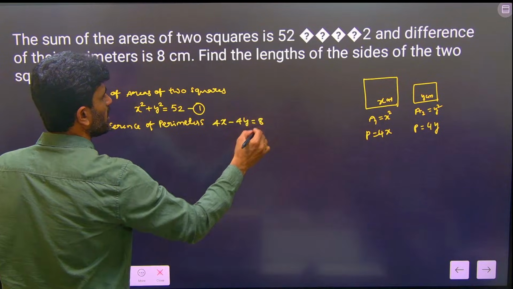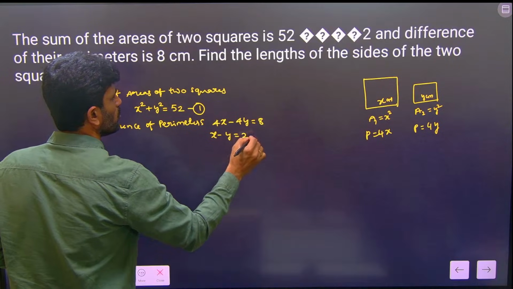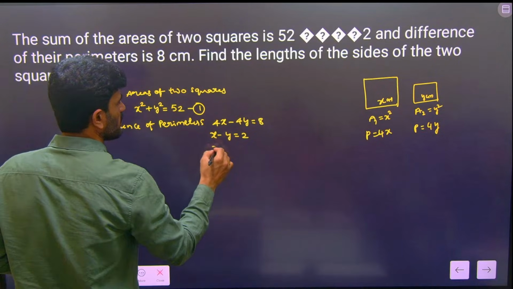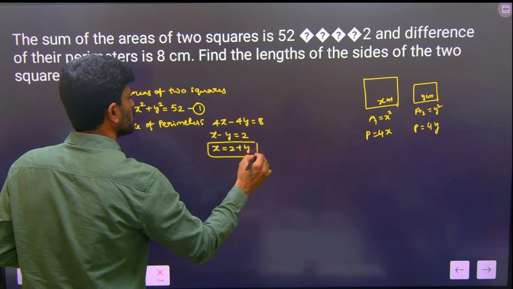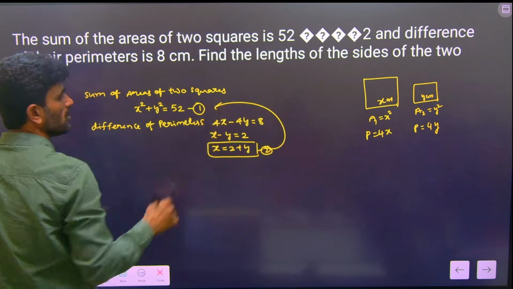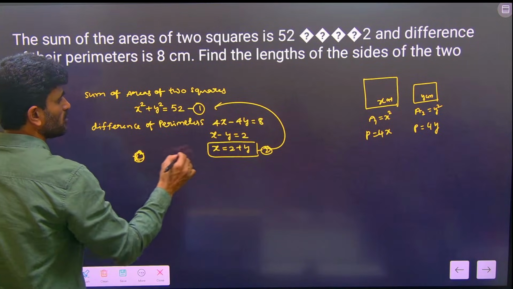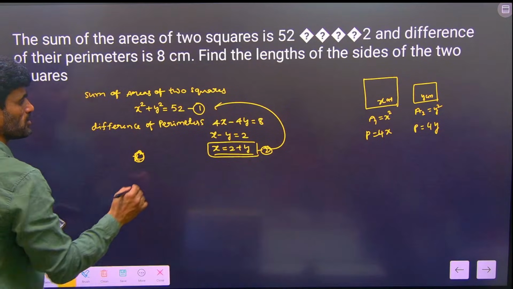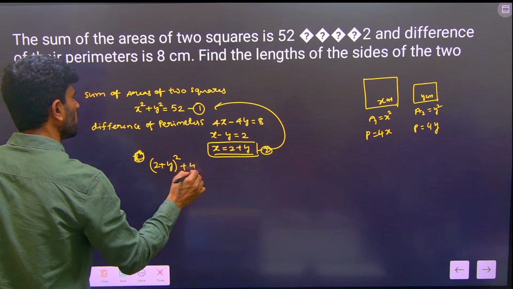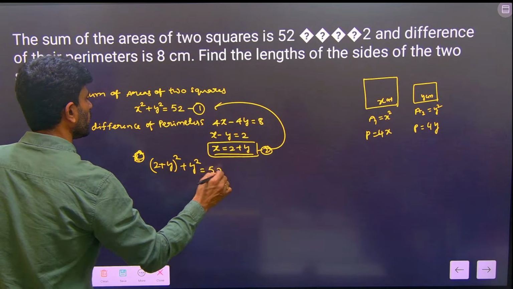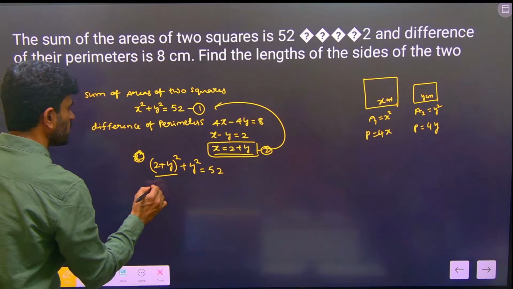Can we divide everywhere by 4? So x minus y is equal to 2. Okay, from this x is equal to 2 plus y. Take it as equation 2 and substitute this. What happens? X square as it is, but in the place of x only we have to write 2 plus y whole square plus y square is equal to 52. This is in a plus b whole square form. Do you know after this?